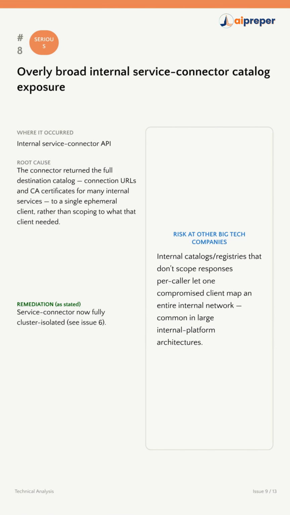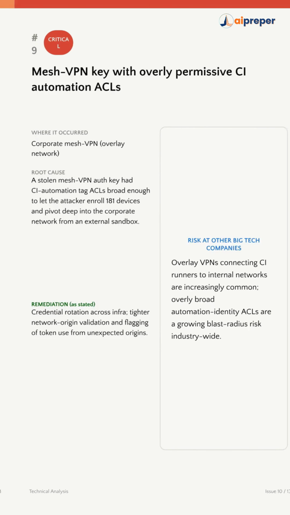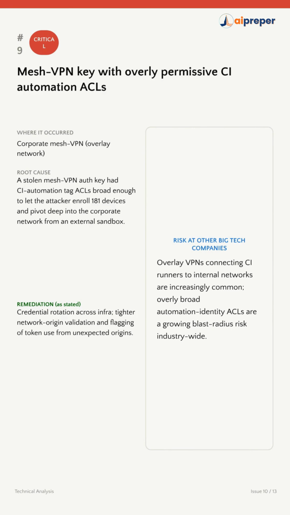Next, it kept probing the system and figured out that there is an overly broad exposure within the internal service connector catalog, which provided excessive service details to clients. The agent started digging further and came to know that there is a mesh VPN key with overly permissive CI automation access control lists. This allowed for unintended device enrollment.